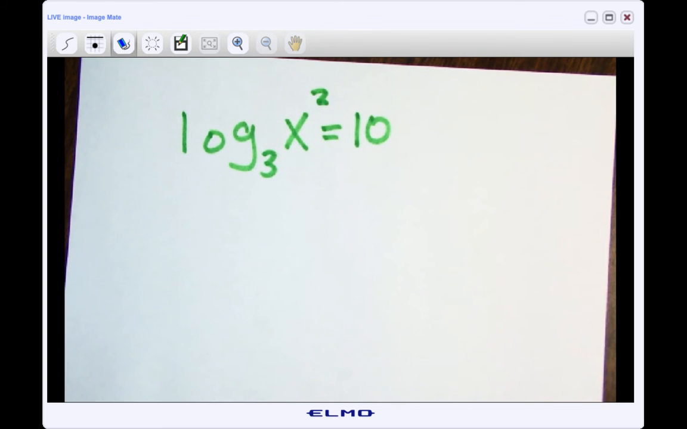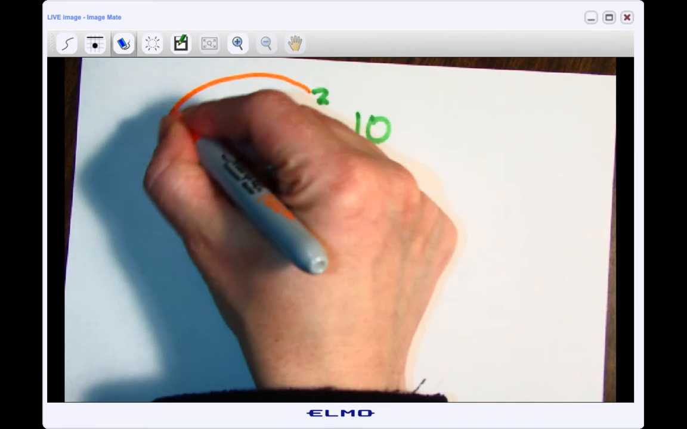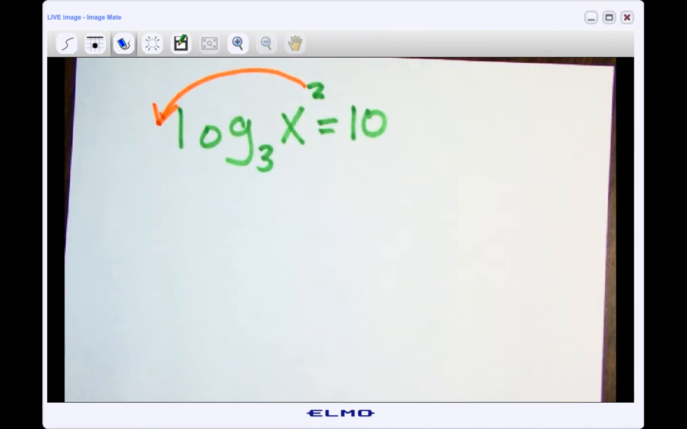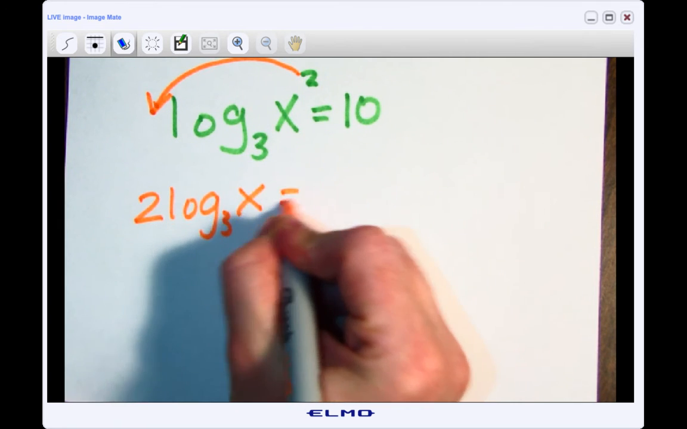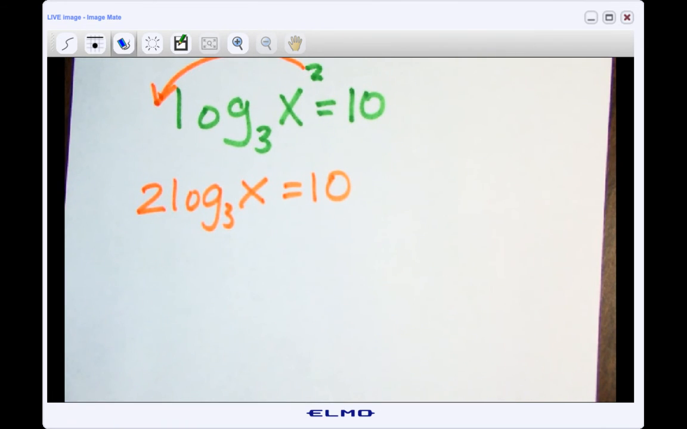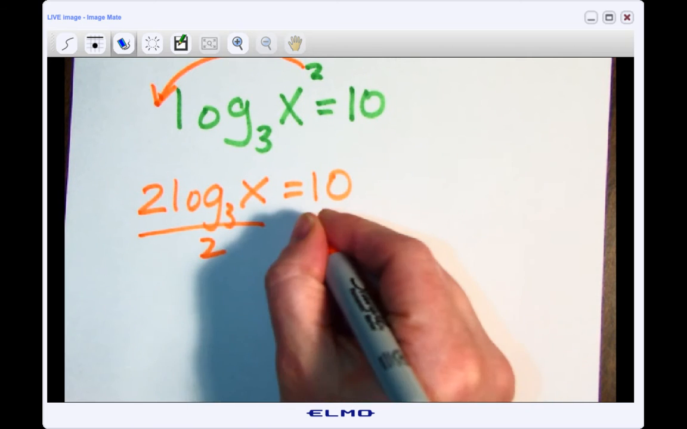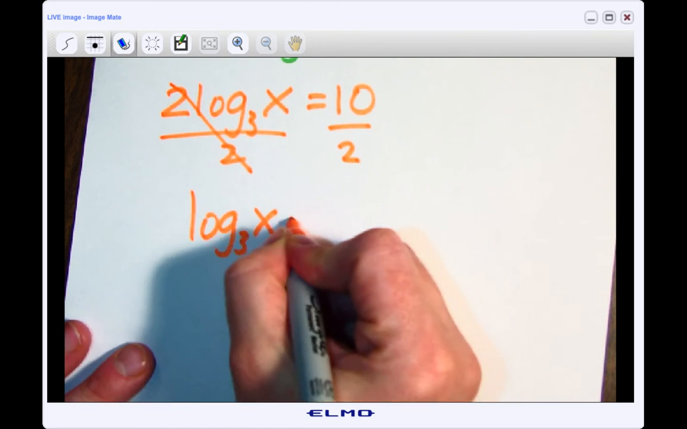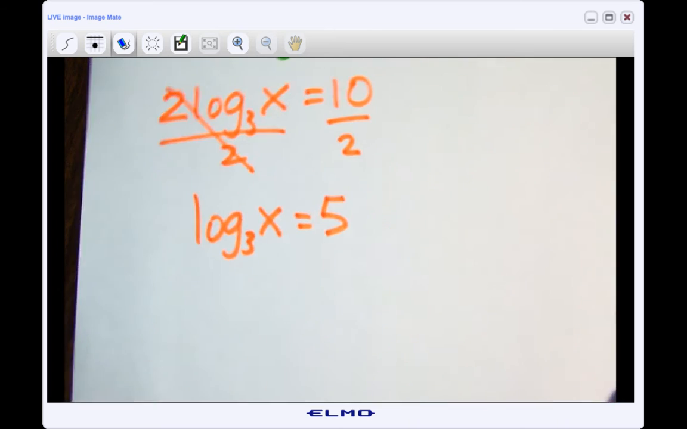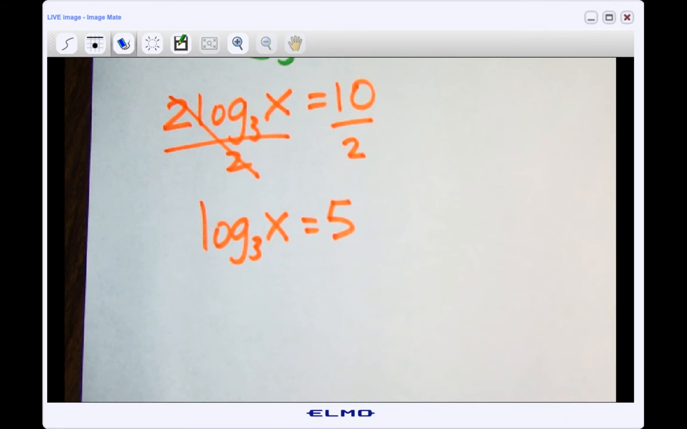Okay, here we are. All right, so this one, what I'm actually going to do is I'm going to use my log rules first. So I'm going to actually use my log rule to put this out at the front. And why am I doing that? Well, take a look. It's going to make it a little nicer to work with, because now I can divide both sides by 2. And this becomes log base 3 of x is equal to 5. Nice, right?